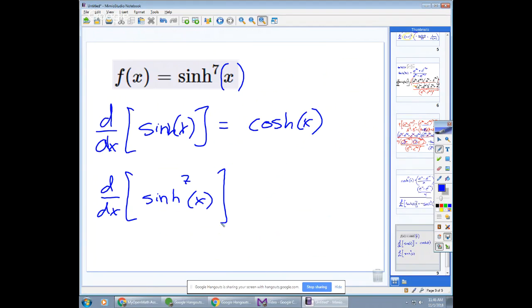What is the outer function? Something to the seventh power. So first I have to take the derivative of the 7th power, which is 7 times whatever to the 6th power. That whatever happens to be the hyperbolic sine. Then I have to multiply that by the derivative of the hyperbolic sine, which is the hyperbolic cosine, cosh x. And we're done.